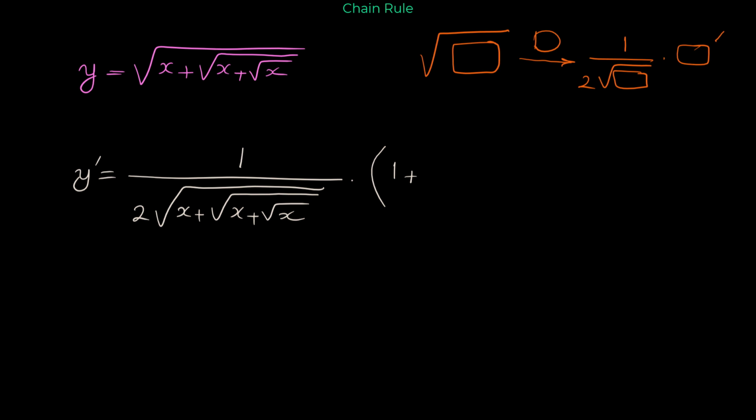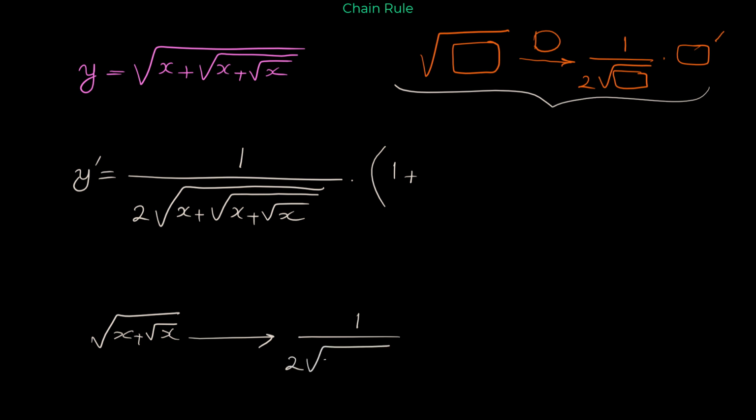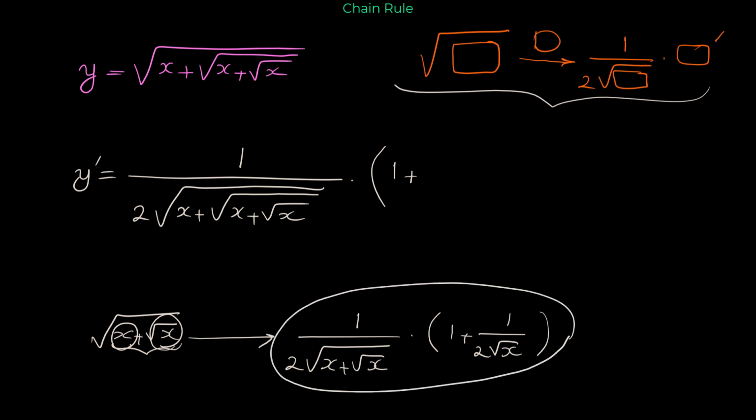We have radical x plus radical x, and we want to use this formula for the derivative of that. The derivative of radical x plus radical x is 1 over 2 radical x plus radical x times the derivative of the inside. What is the derivative of the inside? The derivative of x is 1, and the derivative of radical x, based on this new formula, is 1 over 2 radical x. So we have to copy all of this here: 1 over 2 radical x plus radical x times 1 plus 1 over 2 radical x.